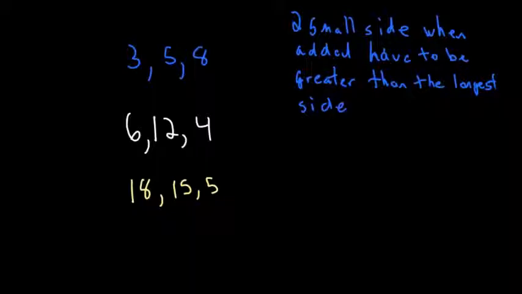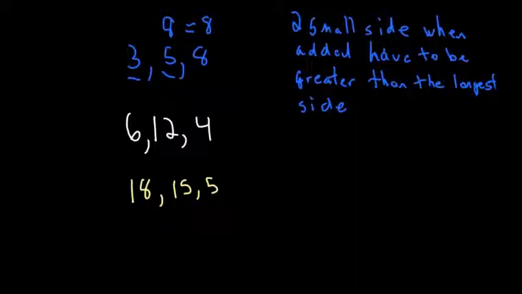So based on that, we're going to look at what we have here. So I have the numbers 3, 5, and 8. So 3 and 5 are our two small sides. So 3 plus 5 equals 8. So if I compare that to my longest side of 8, they are equal. Equal means they can't form a triangle because it's not greater.